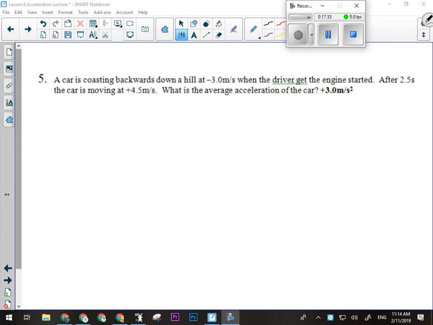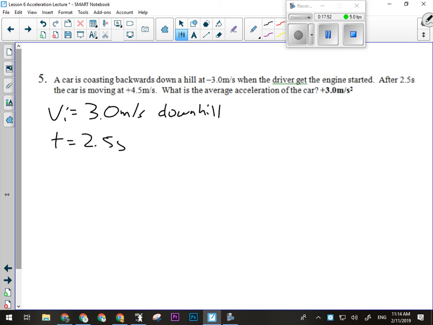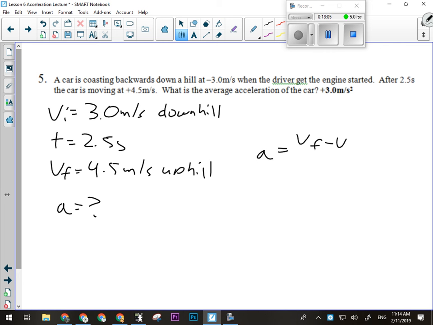So for number 5, we have a change in direction most likely going on here. A car is coasting backwards down a hill at -3 meters per second. So VI is going to be 3.0 meters per second downhill. The driver gets the engine started, and after 2.5 seconds, the car is moving up the hill at 4.5 meters per second. What's the average acceleration of the car? We're basically just using this formula from Science 10, and we don't have to manipulate it. The key here is getting the positives and negatives right.